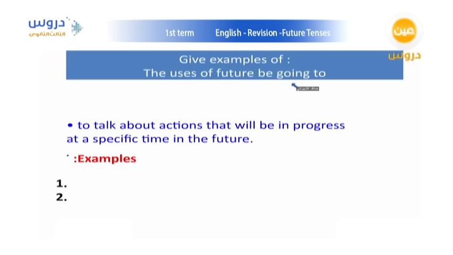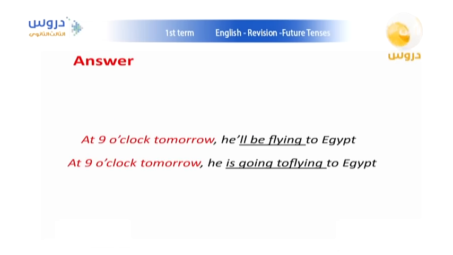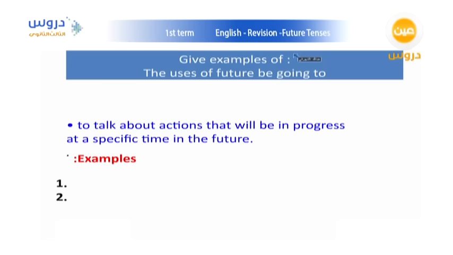Now we are going to move to the uses of the future. When should I use it? When you want to talk about actions that will be in progress at a specific time in the future. This is the future continuous, also called the future progressive.